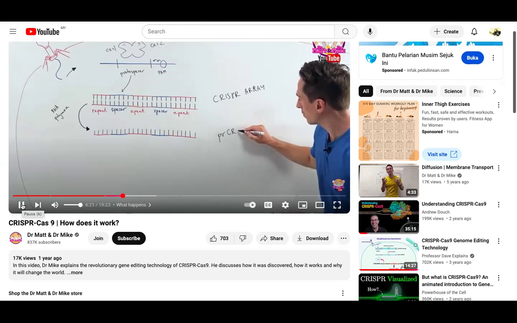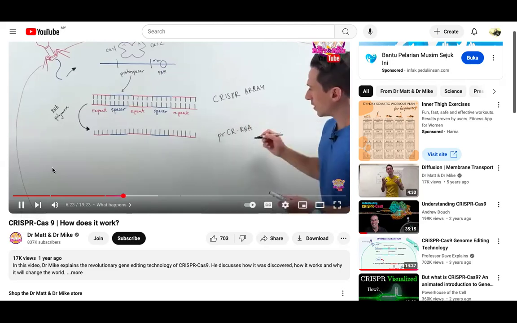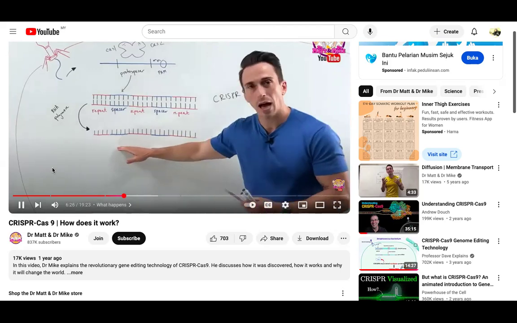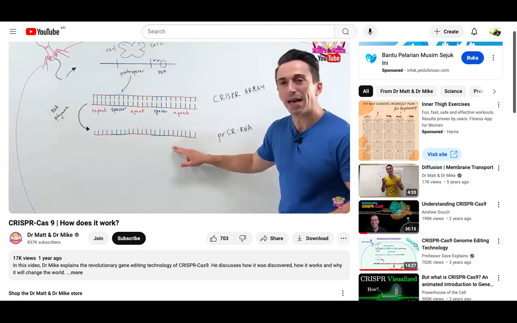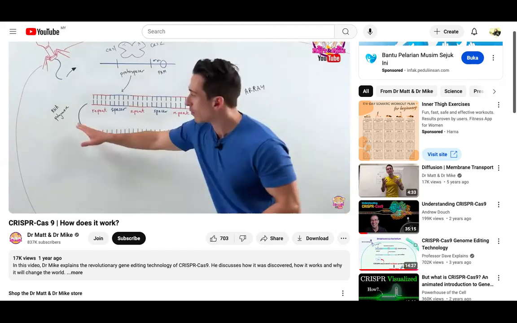Pre-CRISPR RNA. So now we've got pre-CRISPR RNA, and as you can see, it is a stretch of repeats and spacers. Wonderful. That's what the RNA polymerase has done.